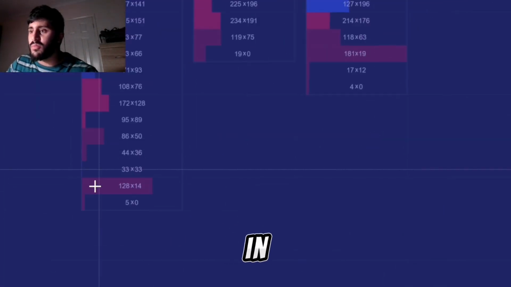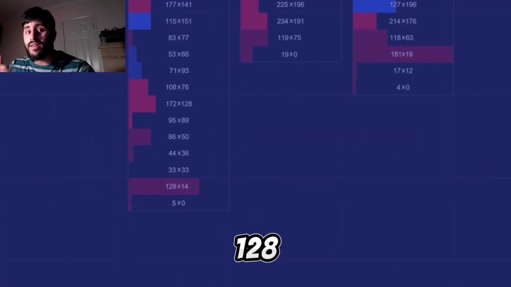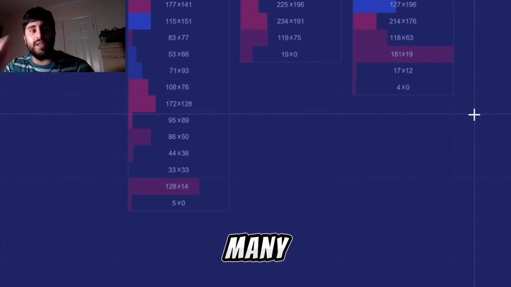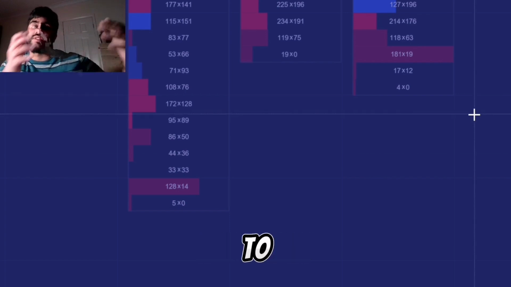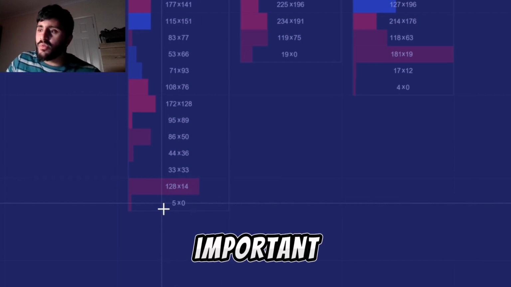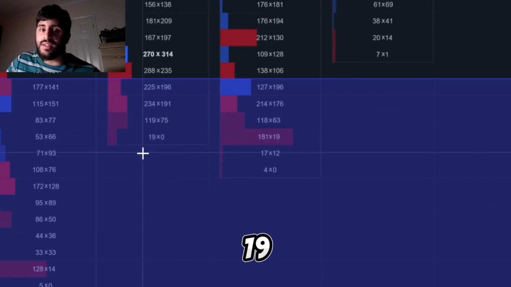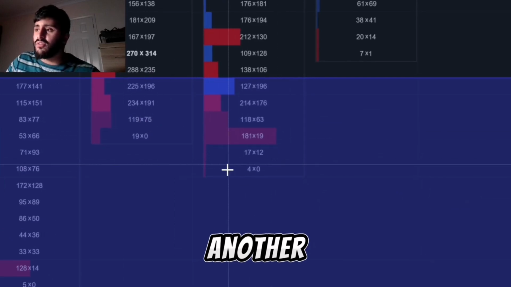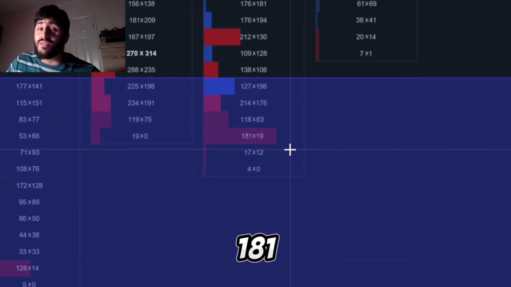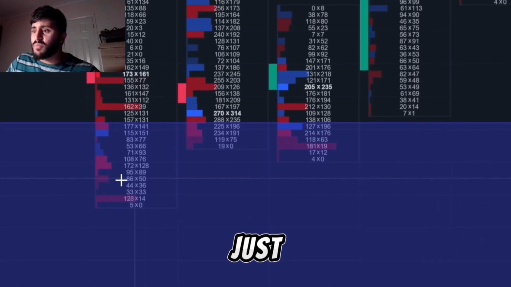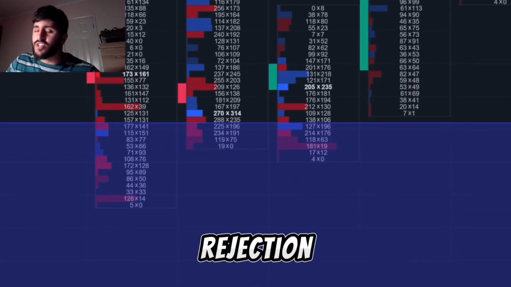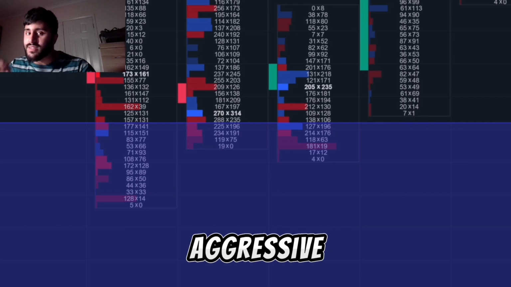In fact, when we go in and we look at the candles, we see 128 for 14. So we see so many aggressive sellers compared to the aggressive buyers, right? What's also important to note is that we have a 5 and a 0, right? We also have a 0 over here, 19 for 0, and we also have another 4 for 0, as well as 181 for 19. So what you can see just by looking at this rejection and the next rejection is that we have a lot of aggressive sellers in this area.